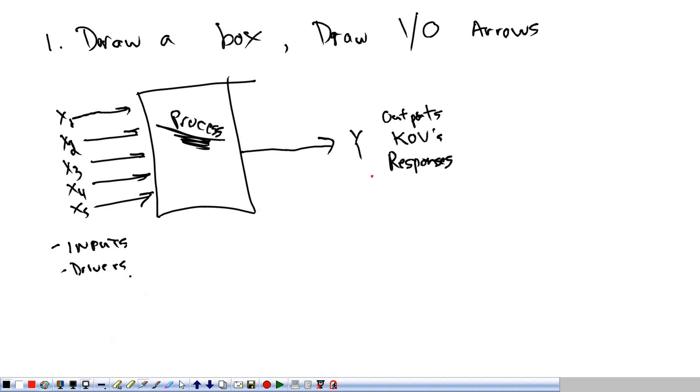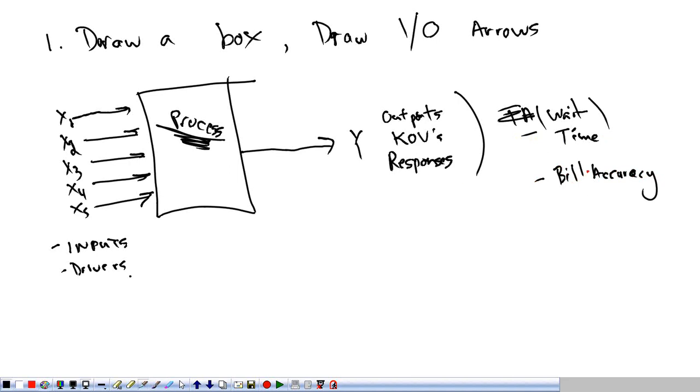In waiting in line at the supermarket, our outputs might be something like turnaround time, or wait time. Let's call it wait time. I think we get it. Or maybe the bill accuracy. Did they charge me correctly? So those are two different things that we could measure. Hopefully those two things make some sense.